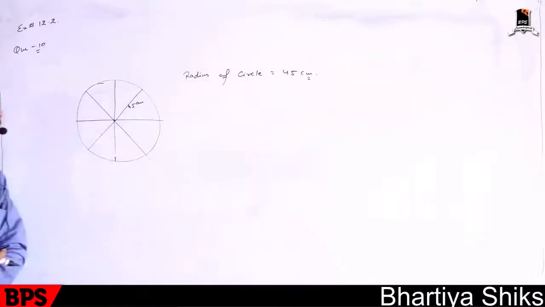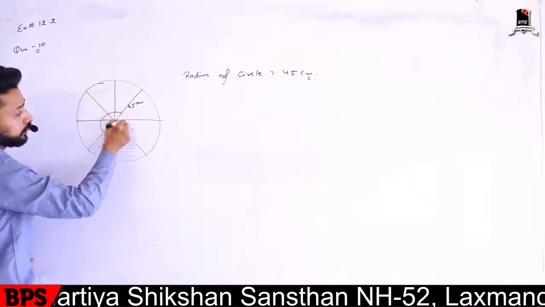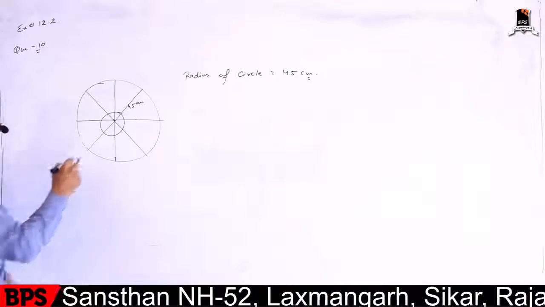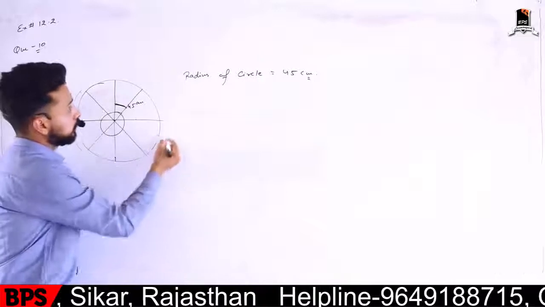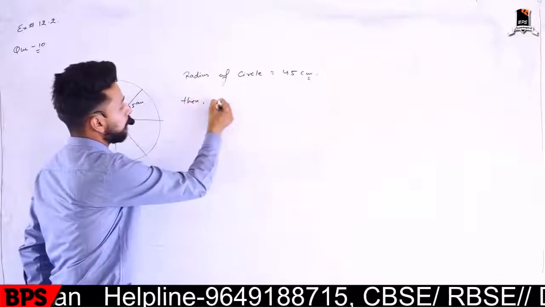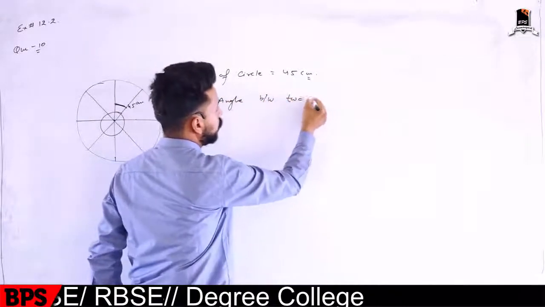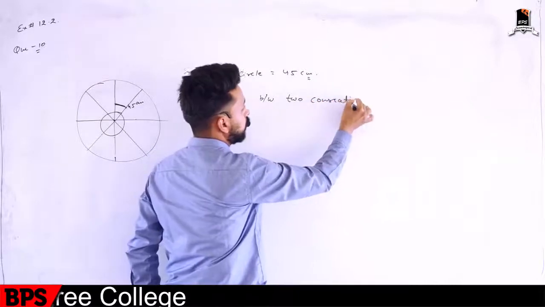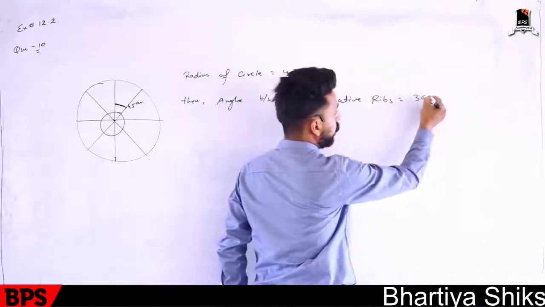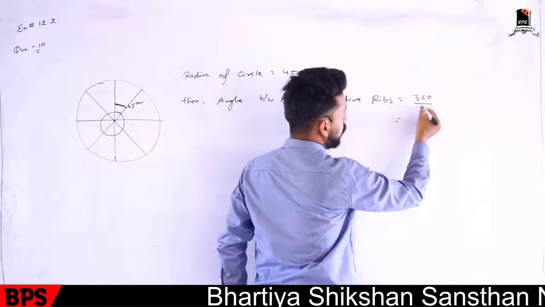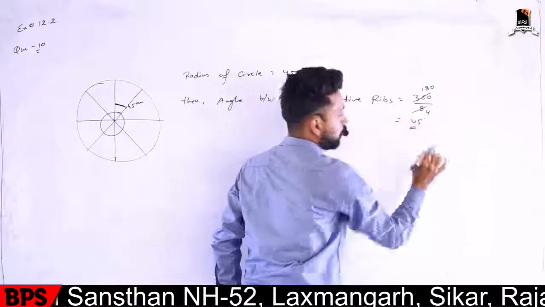Now we have to find the angle theta between two consecutive ribs. The total angle of a circle is 360 degrees. So the angle between two consecutive ribs is equal to 360 upon 8, which is 45 degrees.